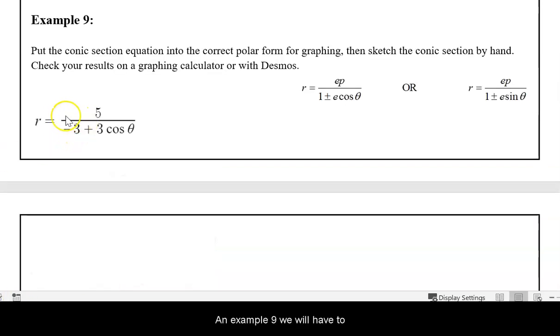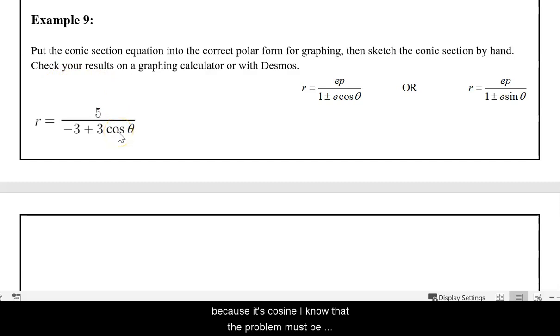In example 9, we will have to multiply by 1 over negative 3 over 1 over negative 3 to make this constant term become a positive 1. That makes the numerator negative 5/3, and the denominator will make this minus 1 cosine of theta. Because the coefficient of cosine will become an absolute value of 1, I know this must be a parabola. Then I will have a negative in between and a negative in the numerator, which tells me I can expect to find the directrix on the positive side of the pole.